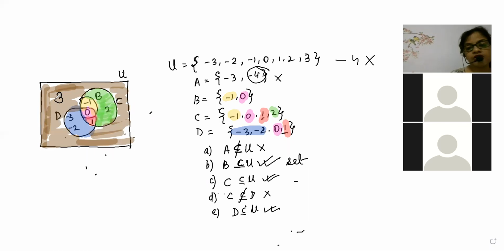Because 3 is not present in any one of B, C, D. That means what? It is present in the universal set. Very good, Kritika. It is present in the universal set, but it is not present anywhere. So since it is not present anywhere, beta, we are exactly telling that, okay, 3 is exactly outside.